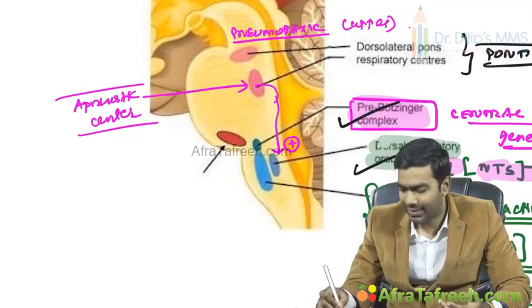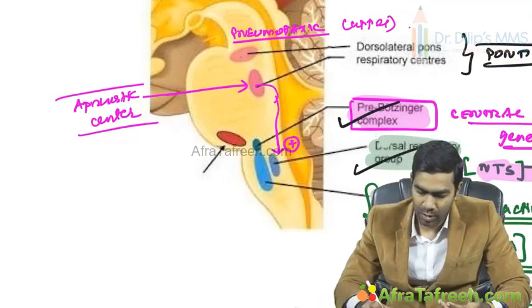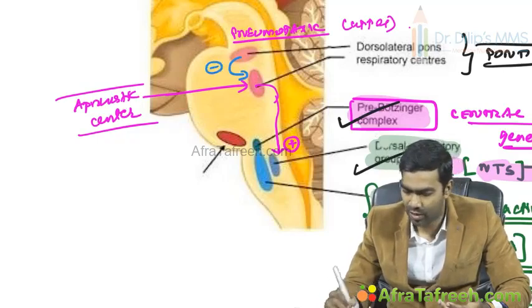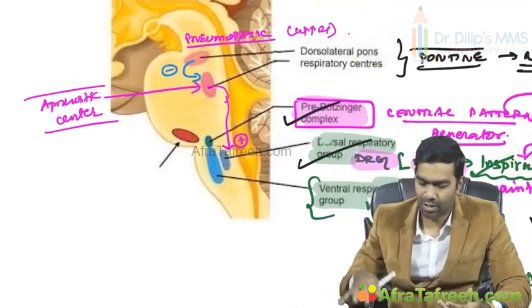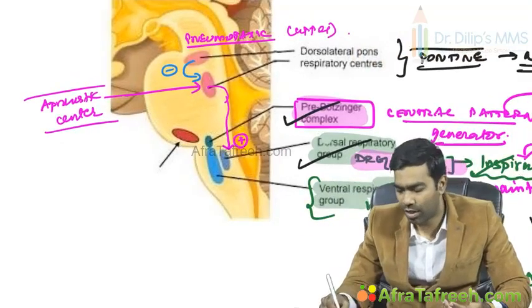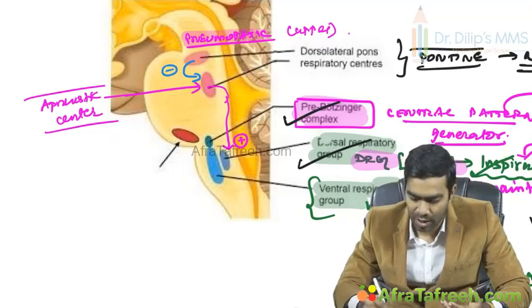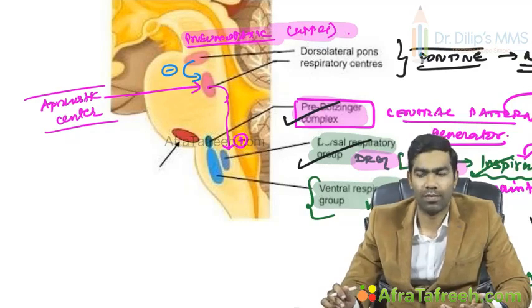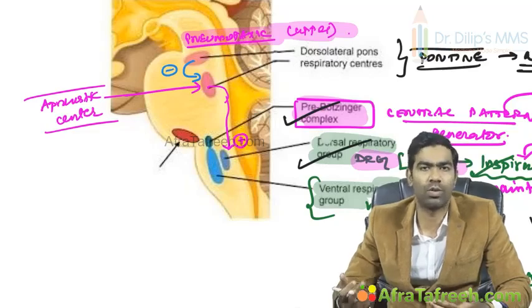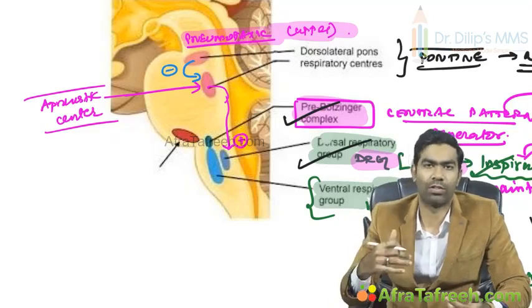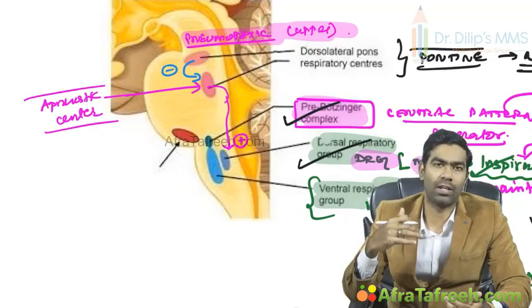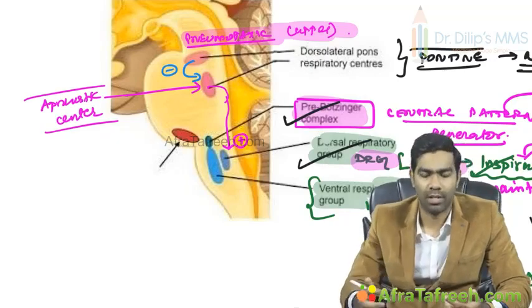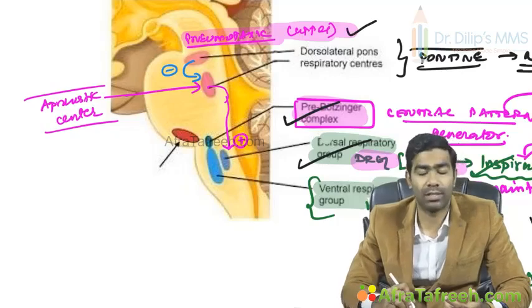But what this pneumotaxic center does is inhibit the apneustic center. Pneumotaxic center's work is to inhibit the apneustic center. Why is the pneumotaxic center trying to inhibit the apneustic center? To prevent the overshooting of inspiration, which means beyond a certain point you should not inflate your lungs and your inspiration should not continue. To have a pause, to have a stop at where you should end your inspiration. So for that only your pneumotaxic center is very useful.